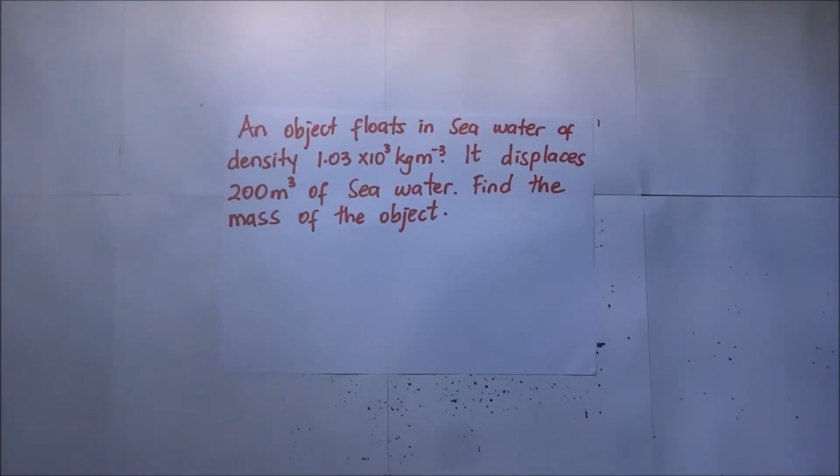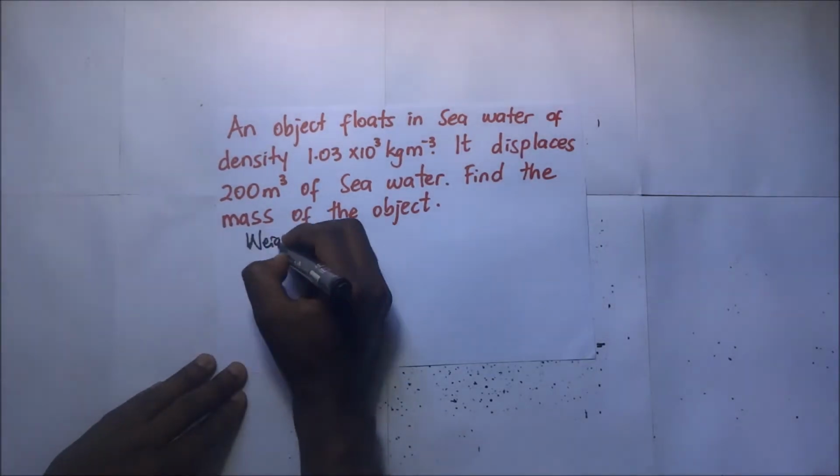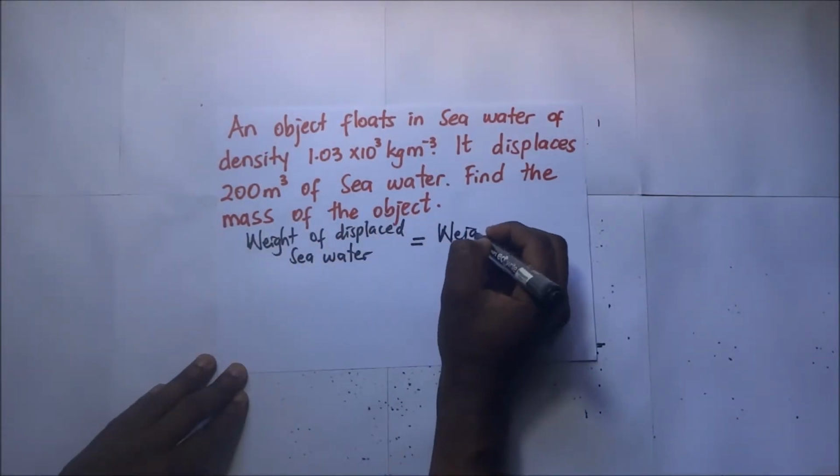This question says that an object floats in seawater of density 1.03 times 10 to the power 3 kilograms per meter cubed, and it displaces 200 meters cubed of seawater. Find the mass of the object. Again, we are going to use the law of flotation, which simply states that the weight of the displaced seawater is the same as the weight of the object.